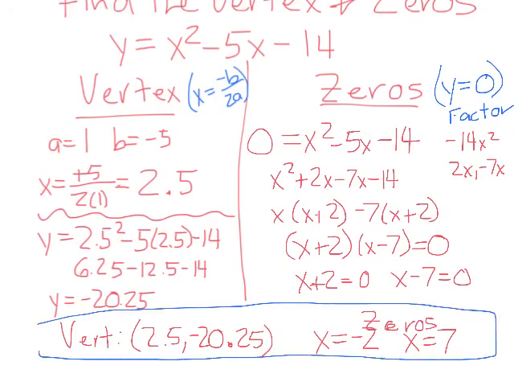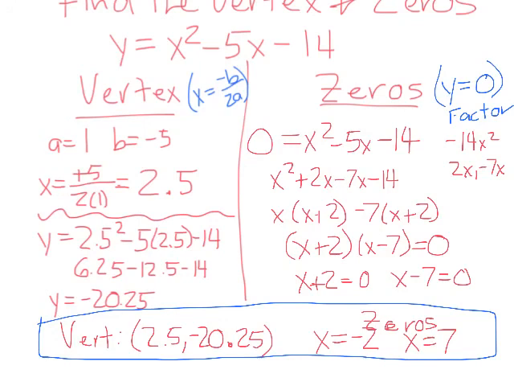So here's my complete answer. Vertex and zeros. Now I could very, very easily graph that, right? Stick my zeros on my x-axis, graph that ordered pair for your vertex, and then you have your 3 points to make your parabola.